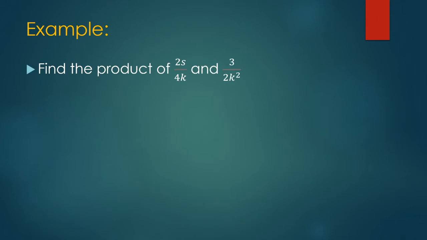Let's have this example. So, find the product of 2s over 4k and 3 over 2k squared. The numerator 2s and denominator 2k squared have common factor which is 2. So sabi nga kanina, bago tayo mag-proceed sa numerator by numerator multiplication, denominator by denominator multiplication, kailangan mag-factor muna tayo kung may nakita tayong common factor.